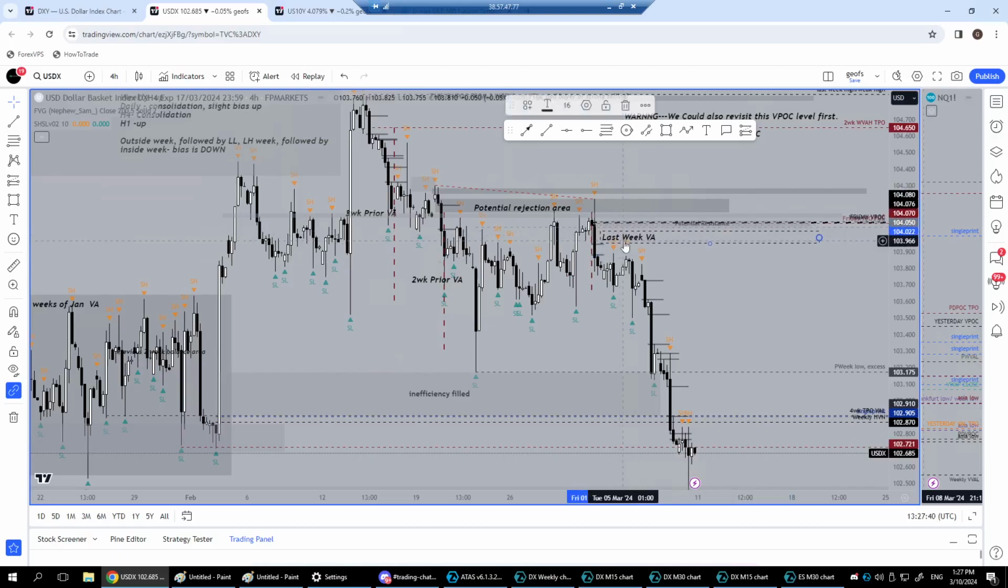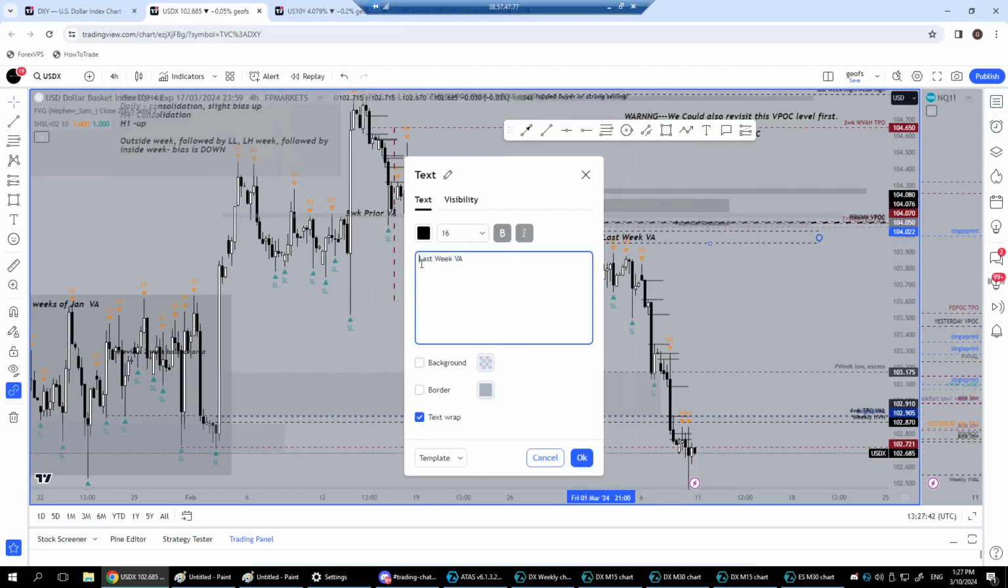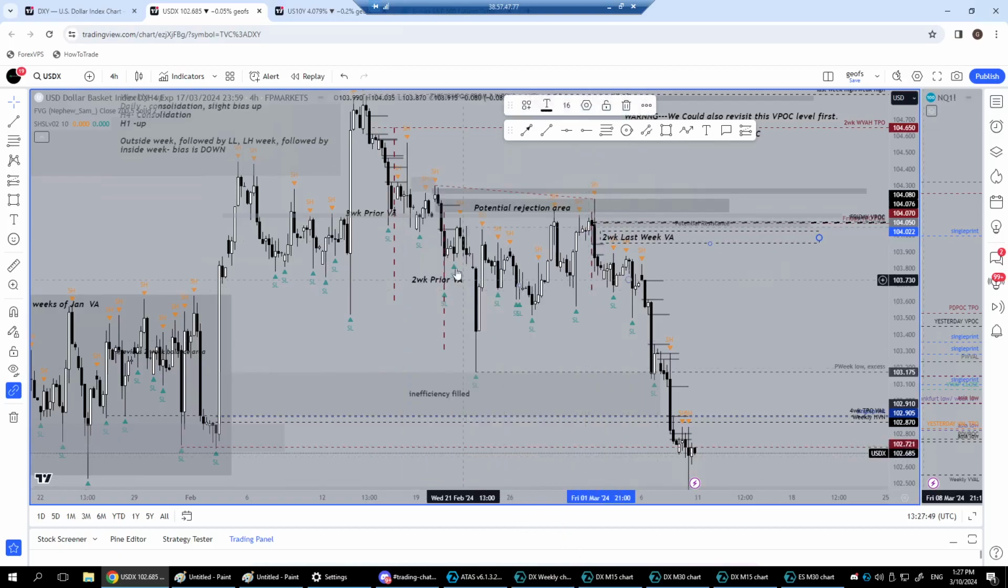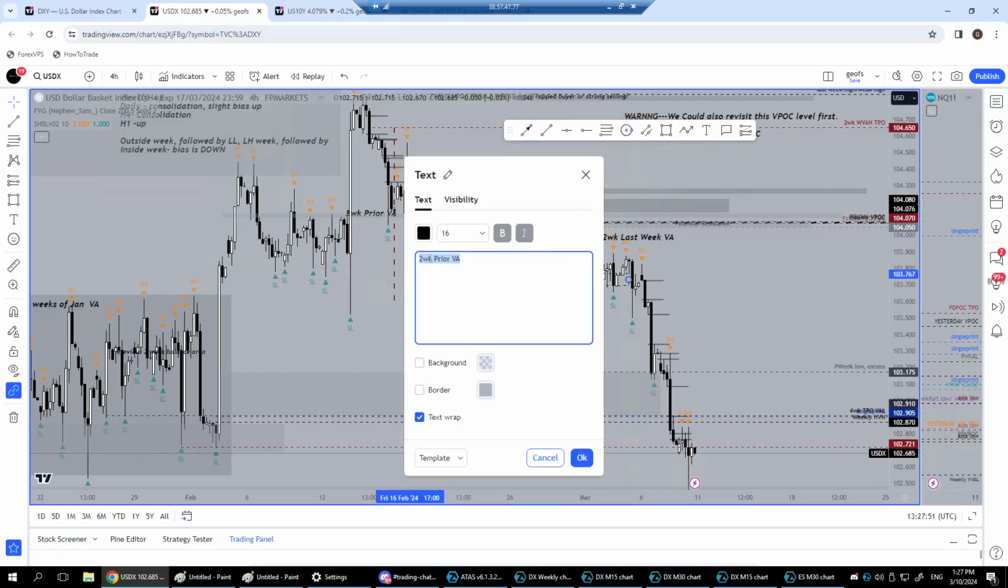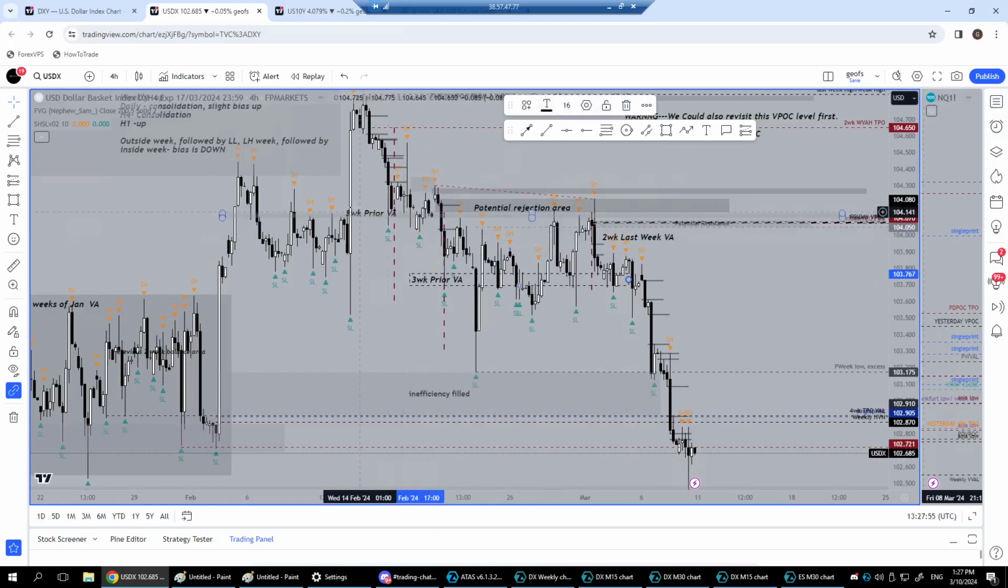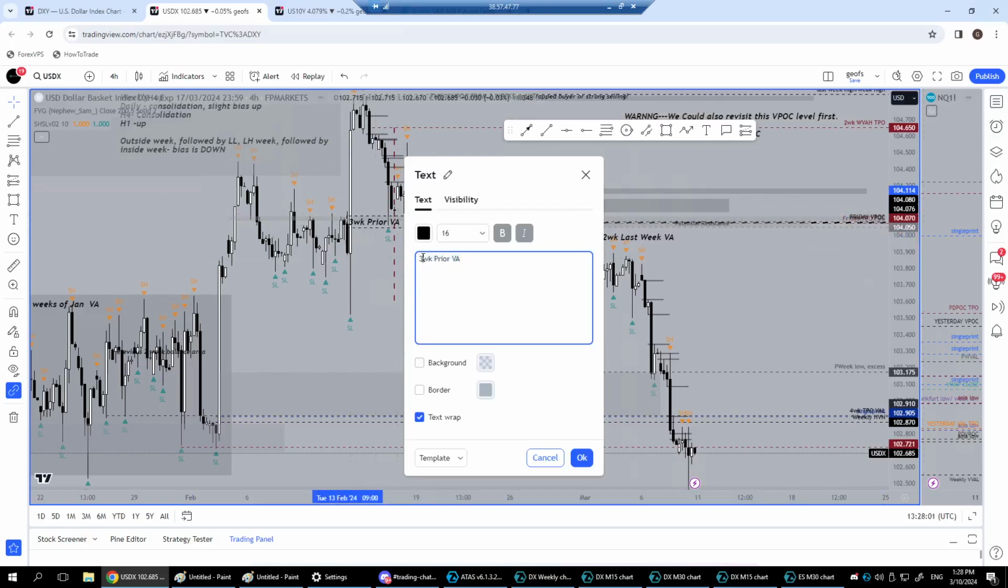So I'm just gonna get rid of some stuff. So that would now be 2 weeks ago, value area. And 3 week prior value area. If you're in this meeting and you can hear me, but you can't see my screen, then just say something, okay?